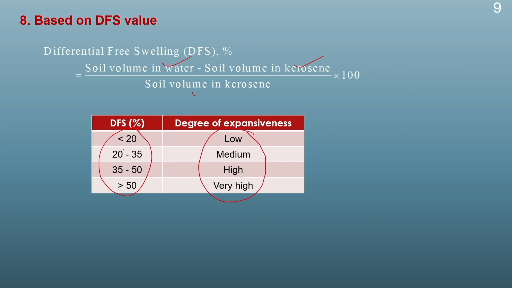If the DFS value is less than 20%, the soil can be termed as low expansive soil. If it is between 20 to 35, the soil can be termed as medium expansive soil. If it is between 35 to 50, the soil can be termed as high expansive soil. If it is greater than 50, the soil can be termed as very high expansive soil. So, this method is based on the differential free swelling test method, which is given by the Indian standard.